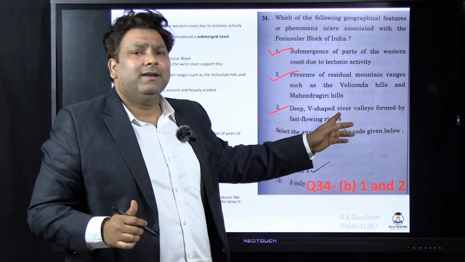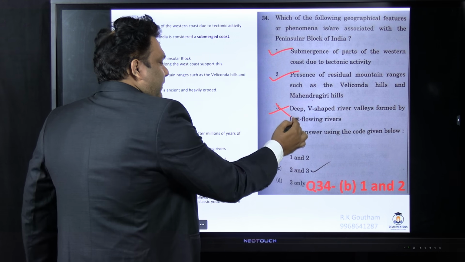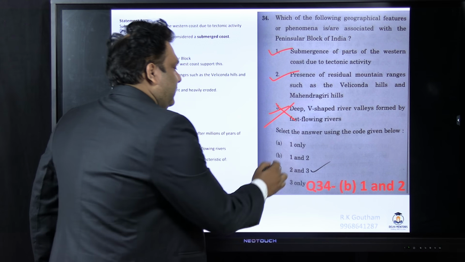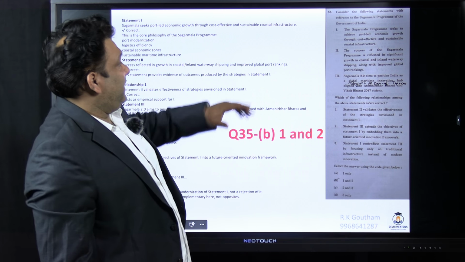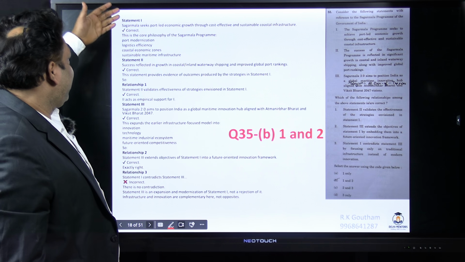In fact you will be having U-shaped valleys here. So this statement is wrong, the statement 1 and 2. So next one, okay, here so many statements are given. Okay, I will read it over here.